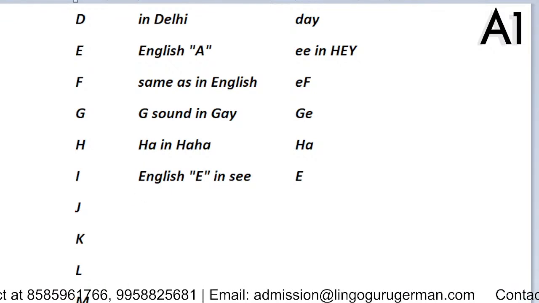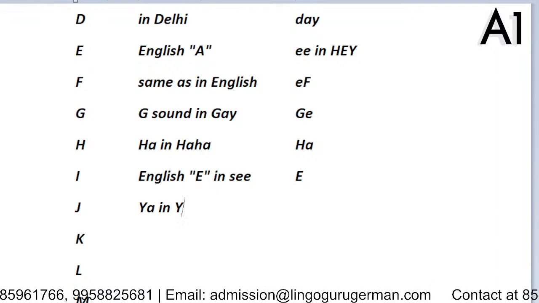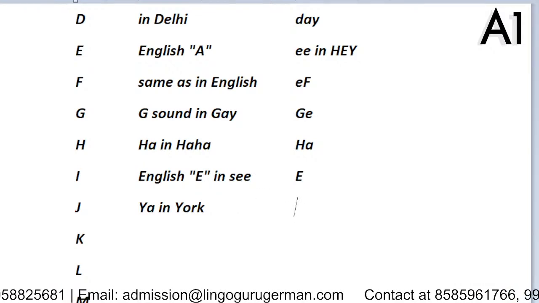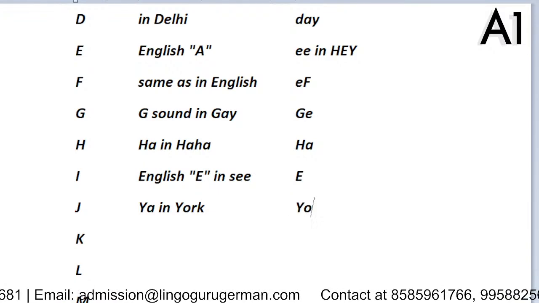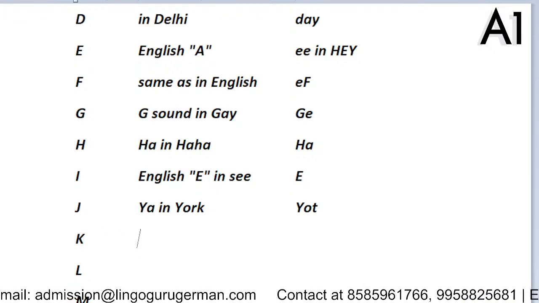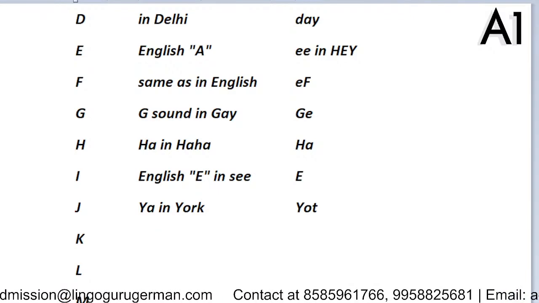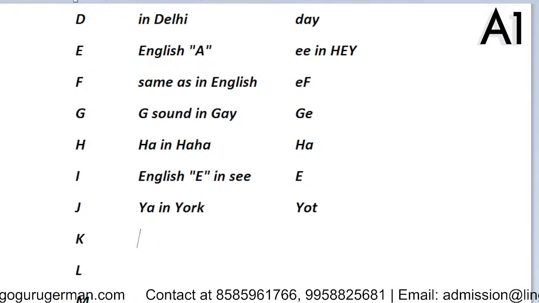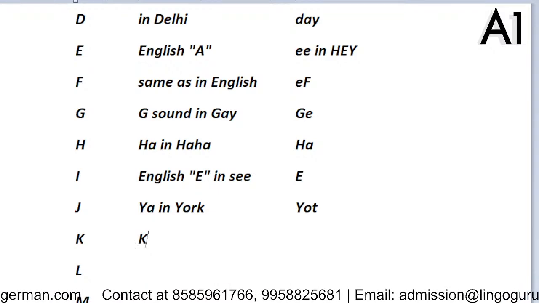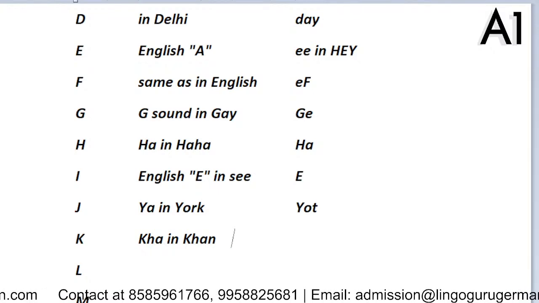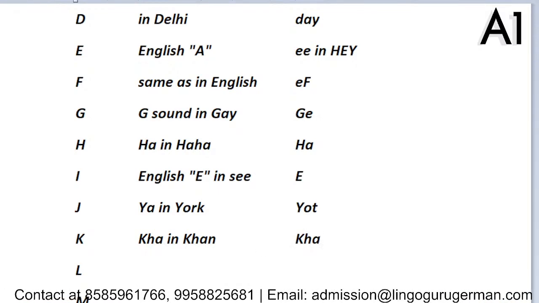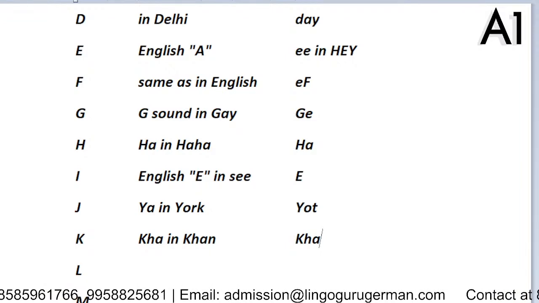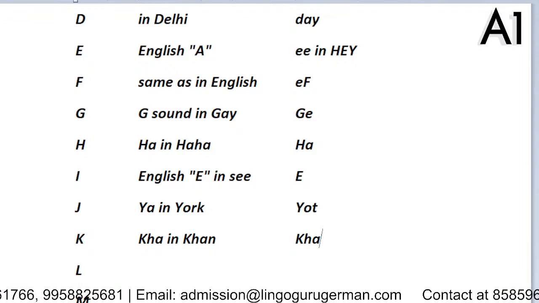This J is pronounced as Y in New York, that year sound. And we pronounce this letter as yot. A, B, C, D, E, F, G, H, I, yot. Now this letter is known as Kha, as in Khan. A, B, C, D, E, F, G, H, I, yot, kha.